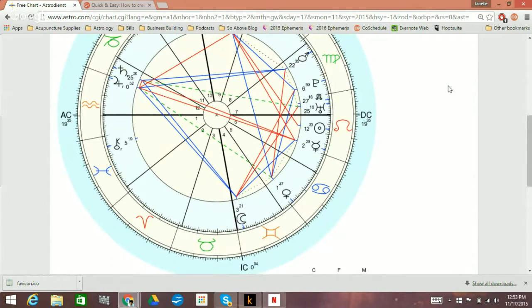So the different symbols are the sun over here. So you can see that he is a Leo sun because the sun is in the sign of Leo. He is a Gemini moon down here, as you can see, the Gemini. And he's also an Aquarius rising here at 19 degrees of Aquarius.